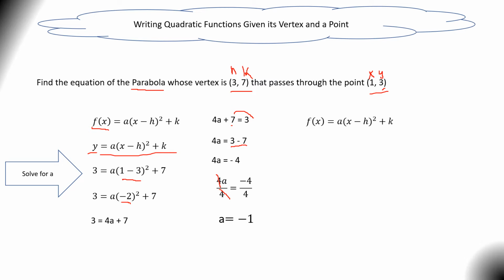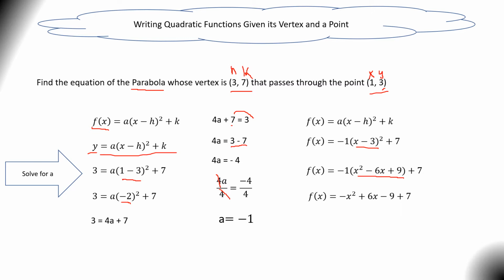Then, next. Dahil may value na tayo ng a, which is negative 1, substitute na lang natin yung negative 1 saka yung vertex. So f of x is equal to negative 1 times the square of x minus 3, which is x squared minus 6x plus 9, plus 7.